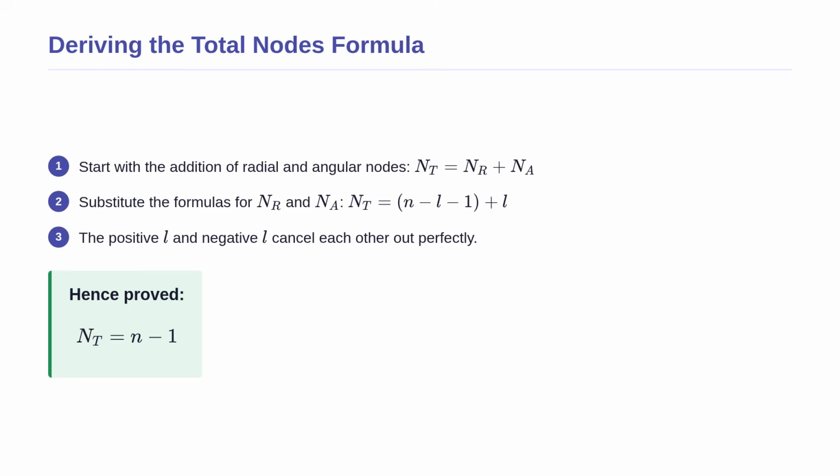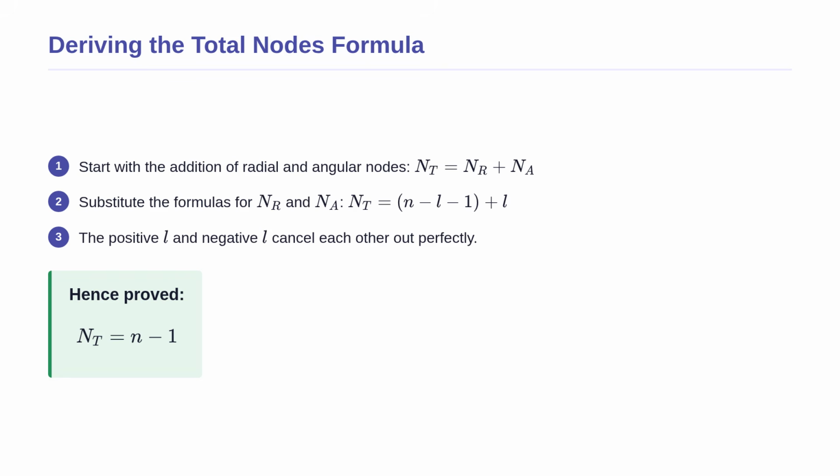Having just calculated the total nodes by adding them up, you might wonder if there is a faster way. Let us derive a direct formula for the total number of nodes. We start with our basic addition. Total nodes equals radial nodes plus angular nodes. Next, we substitute our specific formulas into this equation, giving us n minus L minus 1, all plus L.